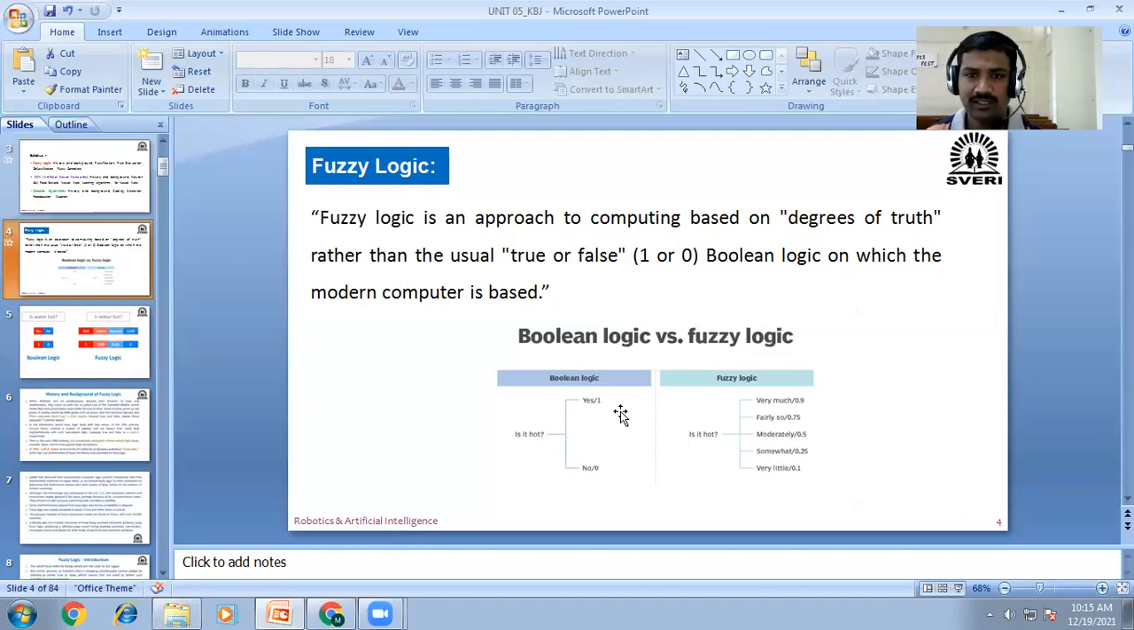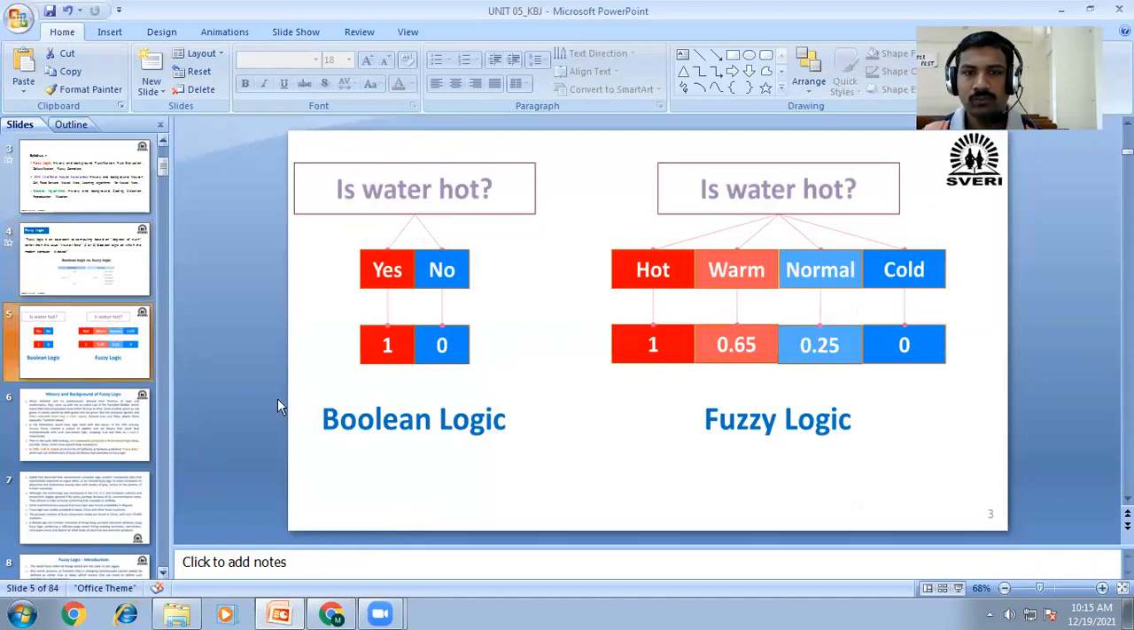त्यानुसार डिसाइड केलं जातं. Now for example we have taken in boolean logic, आता जे काय आपण लॉजिक इफ एल्स स्टेटमेंट मध्ये लिहित होतो.